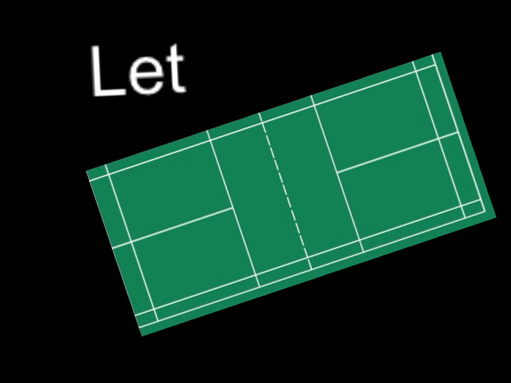Now a let will be a replay of the point, and this is given for any accidental things that happen. Some of the things, for example, are that a server serves before the receiver is ready, the shuttle breaks during play, the shuttle gets caught on top of the net or in the net after having gone over, except for on the serve, or a double fault. One on each team equals a let.